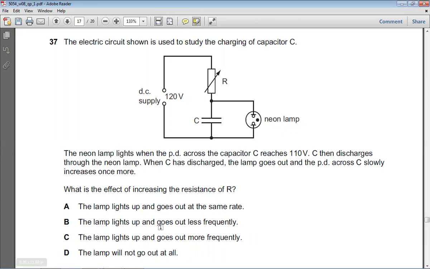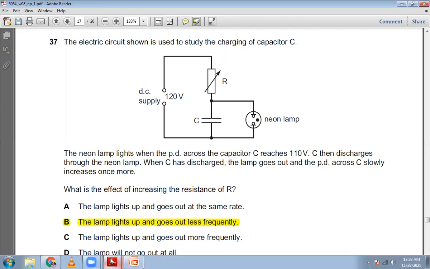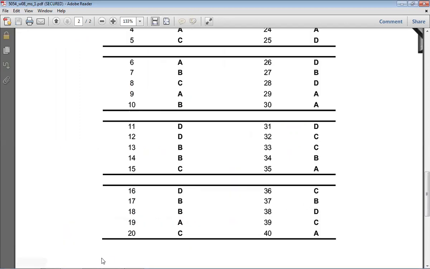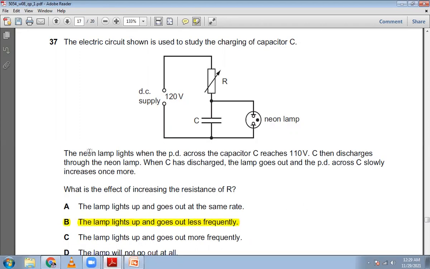The lamp lights up and goes out at the same rate. That's wrong. The lamp lights up and goes out less frequently. Yes. The lamp lights up and goes out more frequently. No. The lamp will not go out at all. That's wrong. So question number 37, I think B looks the best option to me. Question number 37, B is the right option, sir.